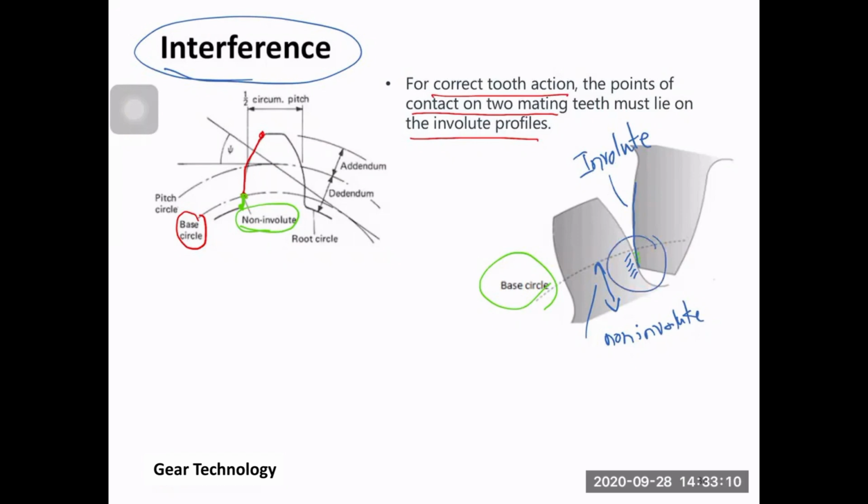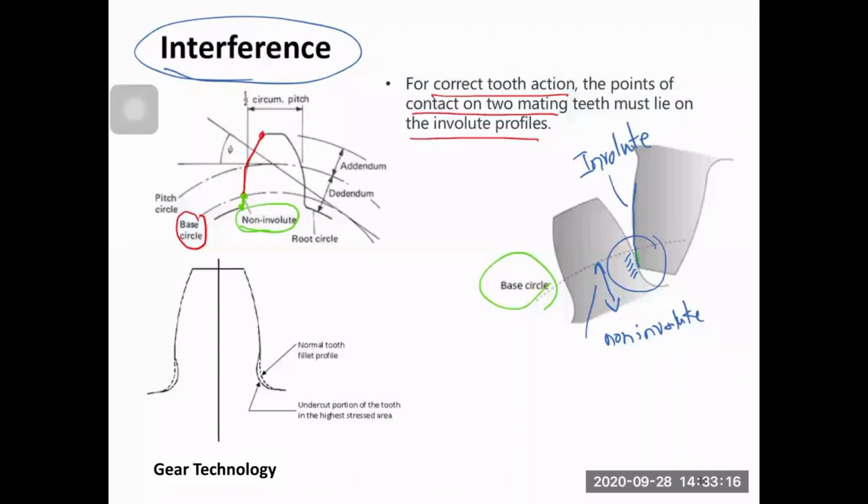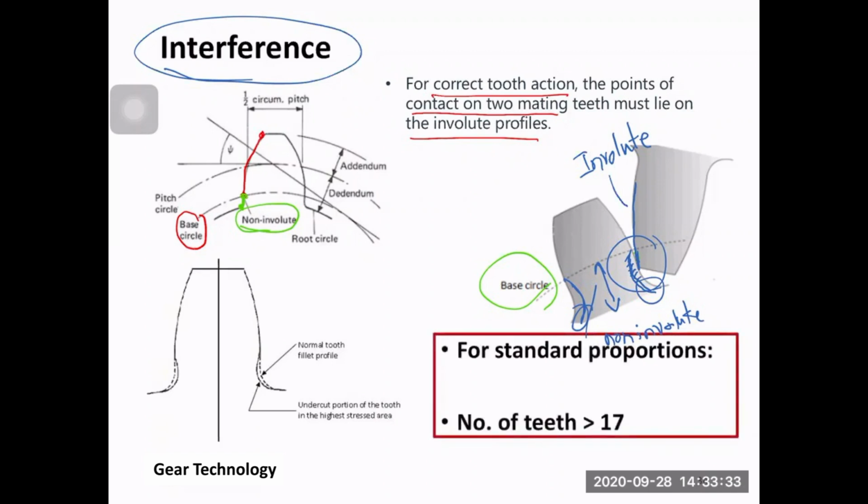Okay, one of the solutions is that they undercut this part, so that it doesn't touch any material when the tip comes here. But this makes the tooth weaker, and then here is the concentration of stresses, so it makes the stresses higher and prone to failure. One way of making sure that there is no interference is to keep the minimum number of teeth greater than 17. There is some theoretical background, there are some equations for this, but the number of teeth on the pinion should be greater than 17.